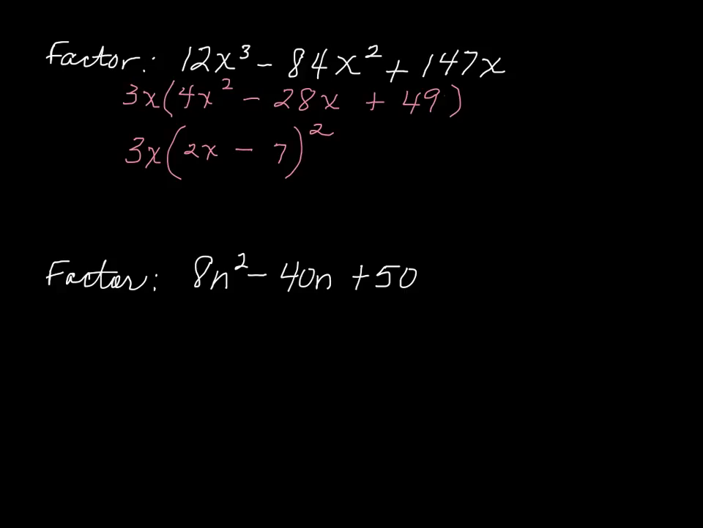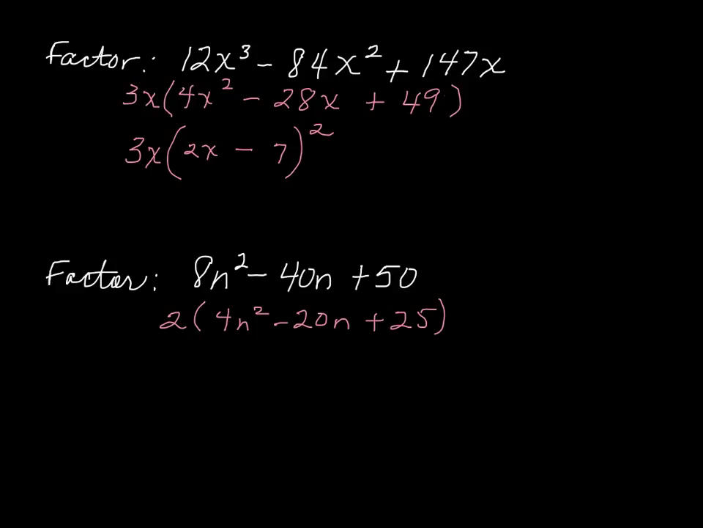With 8n squared minus 40n plus 50, you can factor out a what? I think a 2. 2 is the biggest thing that can come out, so let's take out a 2. And then we have 4n squared minus 20n plus 25. Now, is that trinomial a perfect square?